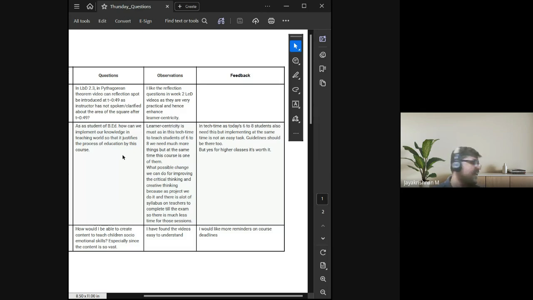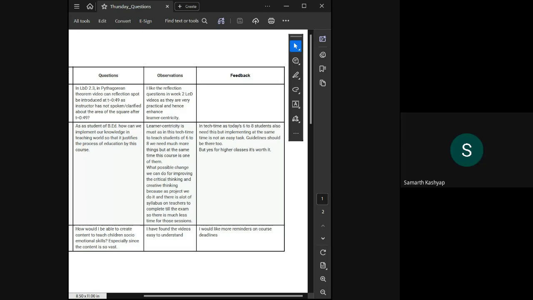Samarth, you can start the questions. Yes, sir. So the first question that we have is in LBD 2.3, in the Pythagorean theorem video, can a reflection spot be introduced at t equals 49 seconds, as the instructor has not spoken or clarified about the area of the square after t equals 49 seconds?